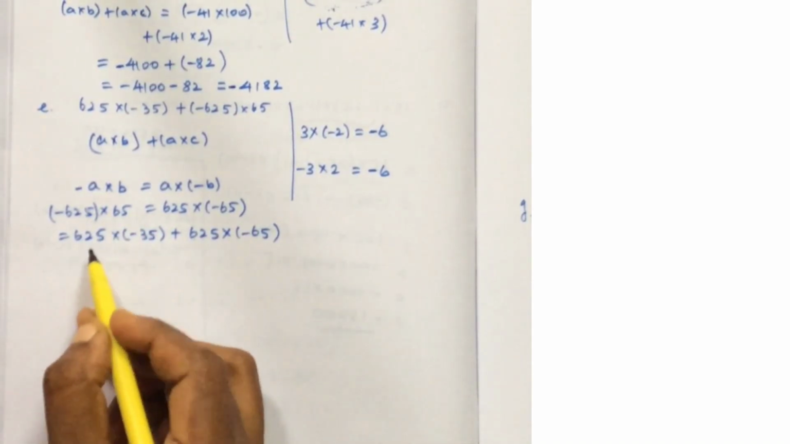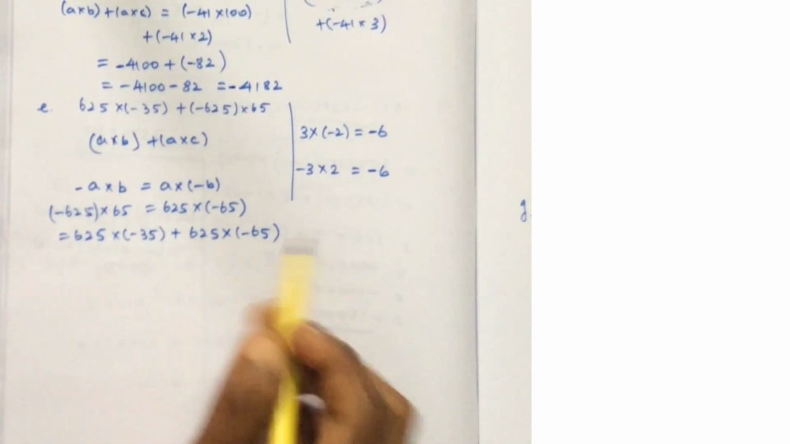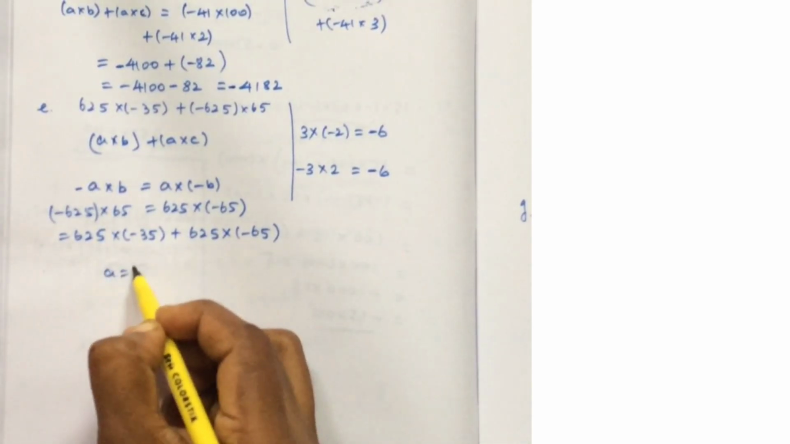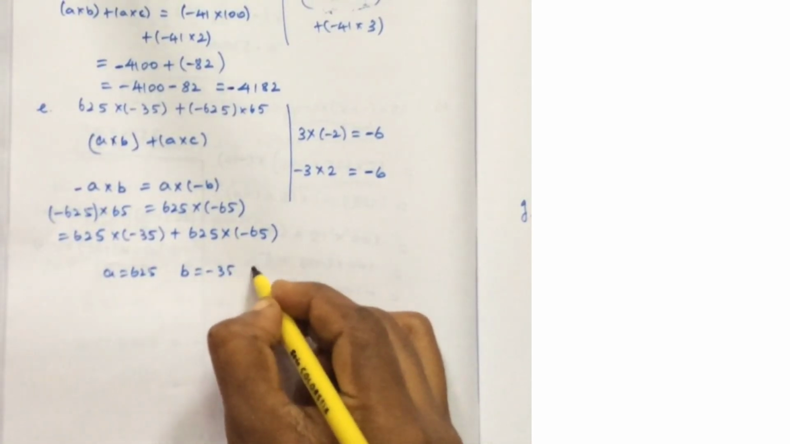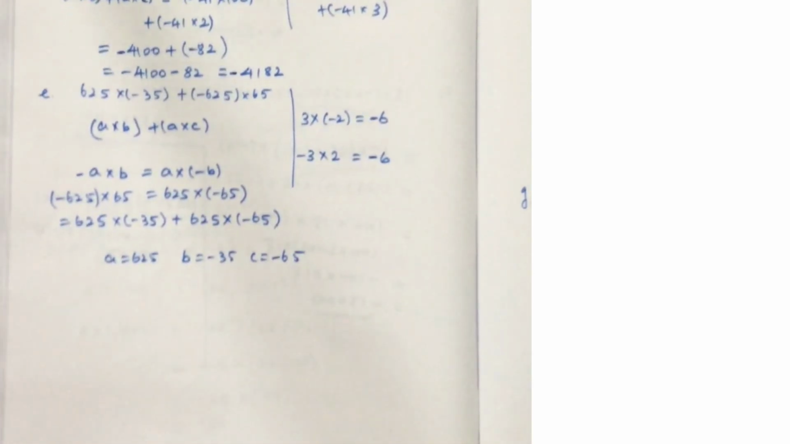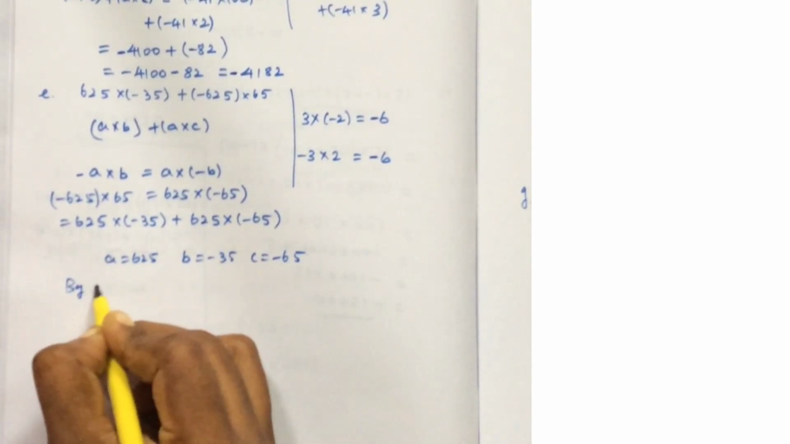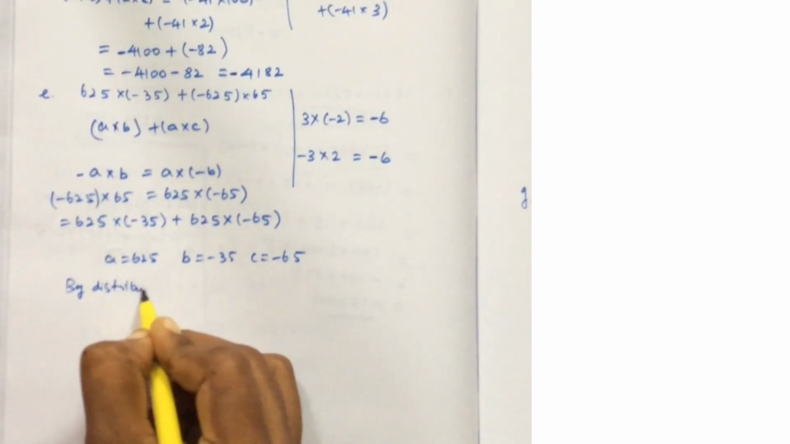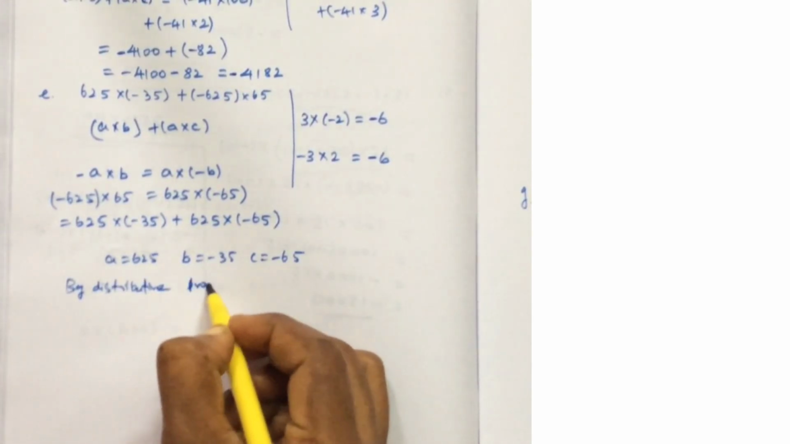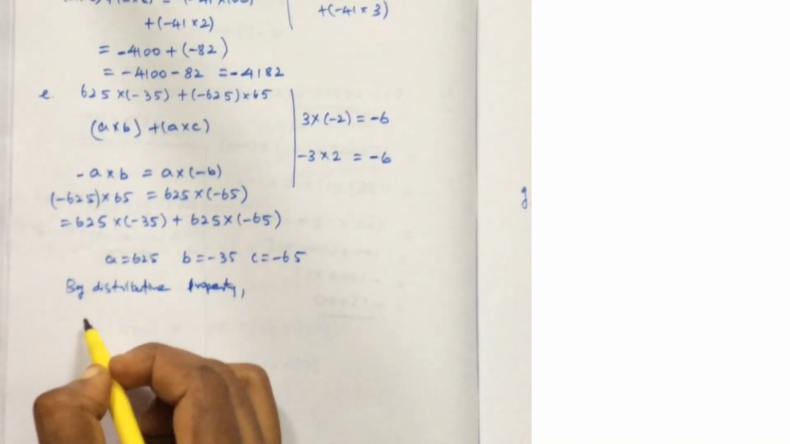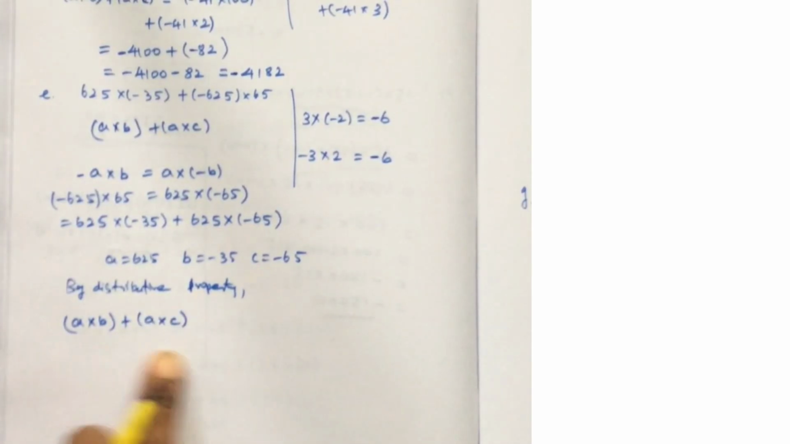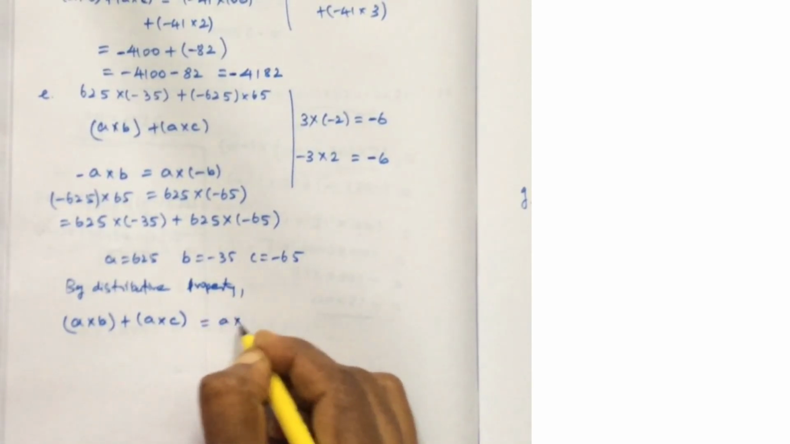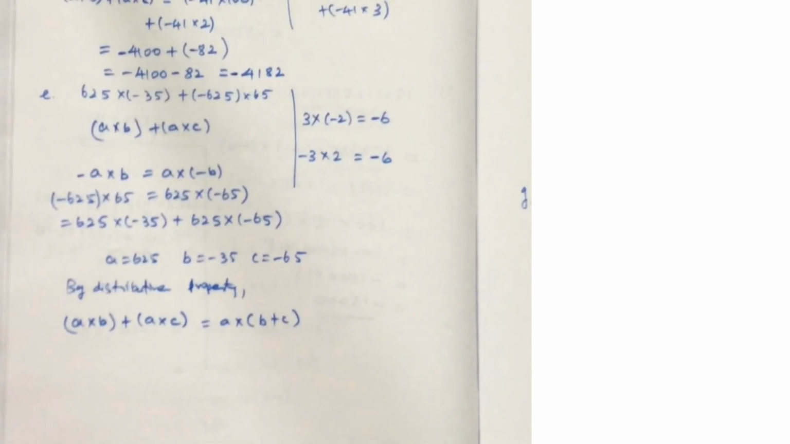Now we can see here is also a, here is also a, both are positive, which is 625. Now a is 625. What is b? B is minus 35, and c is minus 65. Okay, so by distributive property, a multiplied by b plus a multiplied by c, this is the format given in the question, is equal to a multiplied by b plus c. Okay, this is the form given in the question.